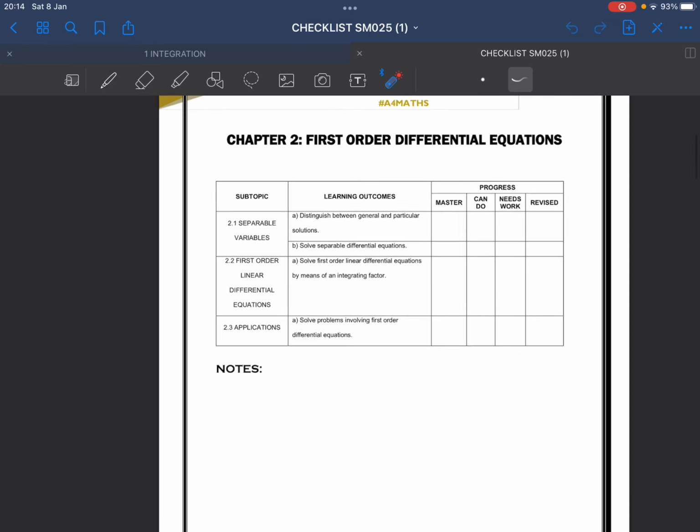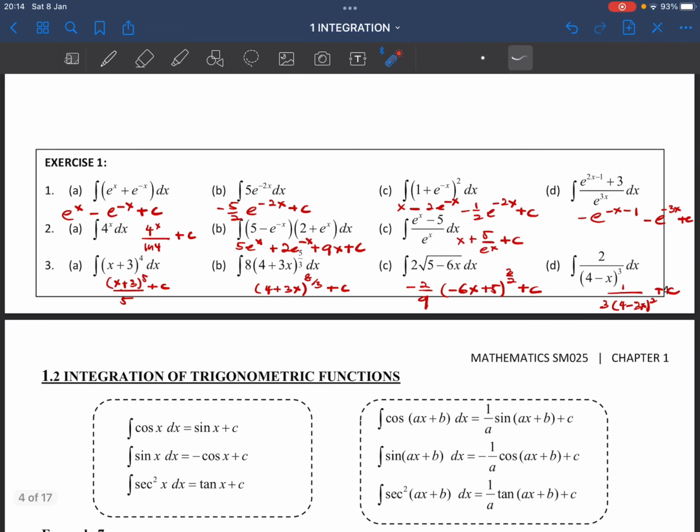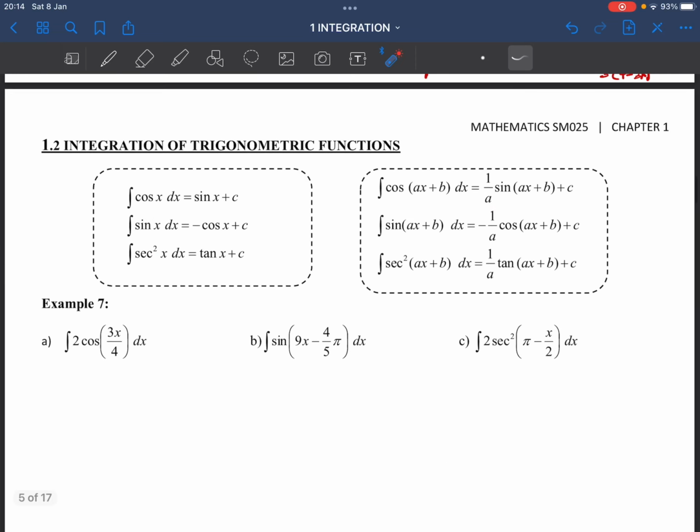Okay, integrate trigo. So this is the answer for the previous subtopic. Okay, boleh ambil dan cuba buat lah. So here we have integration of trigonometric function.